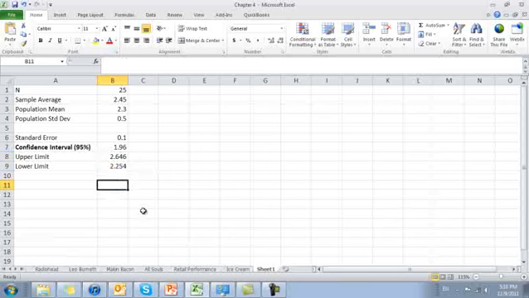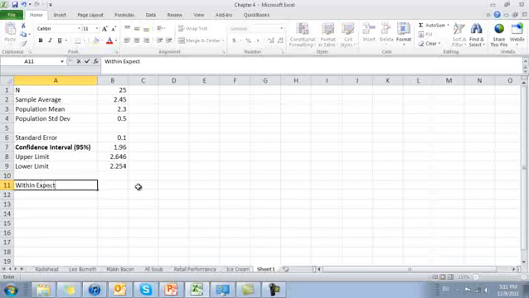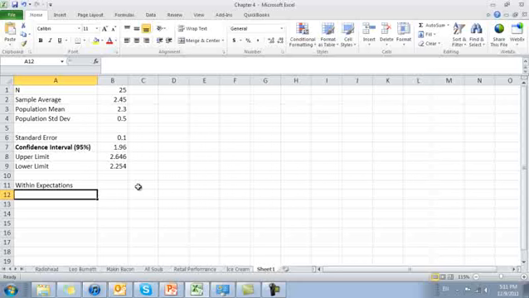Final step is I look at my population mean, 2.3, and I compare it to this range. And is 2.3 within my upper and lower limit of my confidence interval, my 95% confidence interval? Well, 2.3 is between 2.2 and 2.6. So it is within expectations, or part of the overall population. Both of these would be making a similar claim.